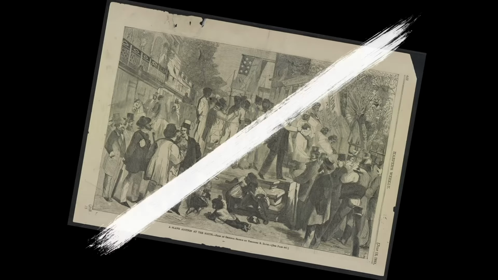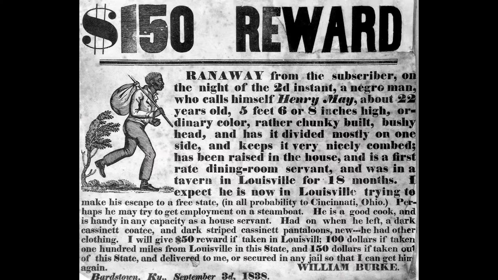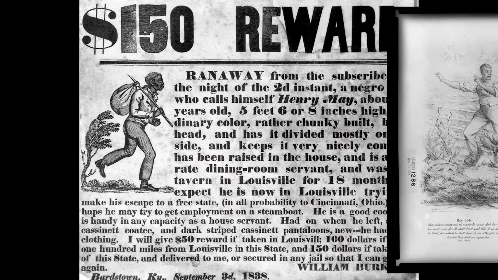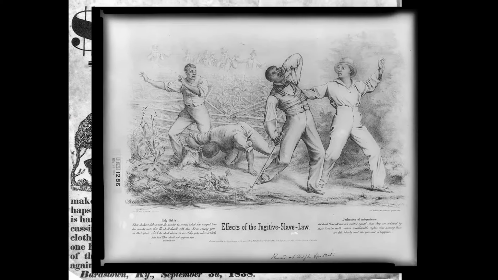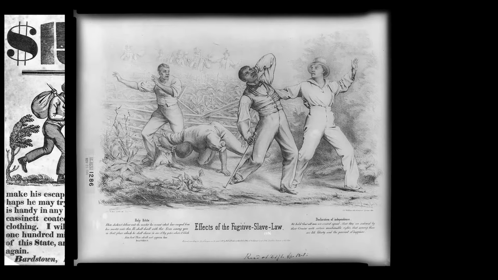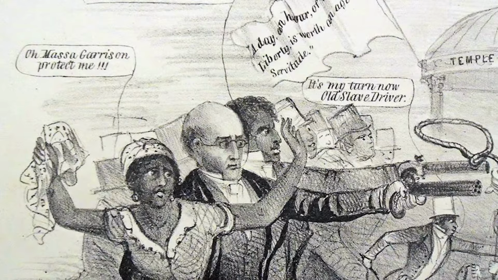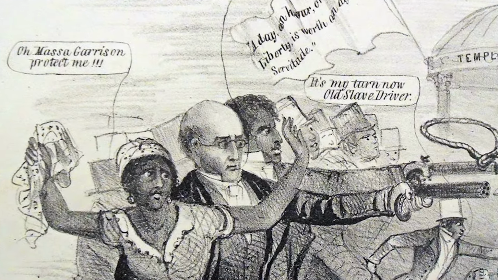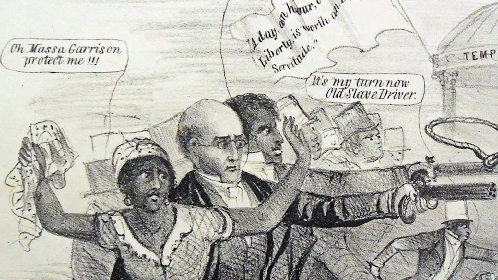Clay also supported the abolition of the slave trade in Washington, D.C. Finally, and most controversially, he supported a stricter Fugitive Slave Act. Now, there was already a law in place saying that fugitive slaves could be recaptured by their owners, but the proposed new law would impose penalties on those who assisted runaway slaves.